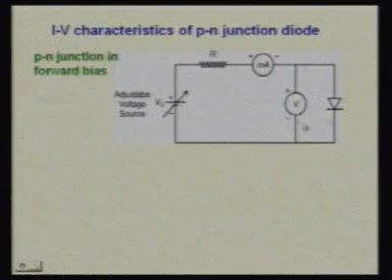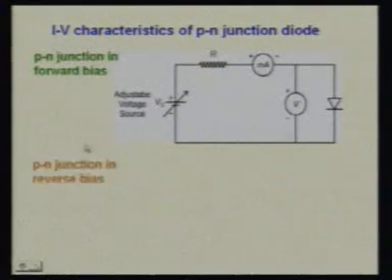Here we see that this is the PN junction, P type and N type, and this is the junction. In forward bias, the positive terminal of the battery is connected to the P terminal of the diode, and the negative terminal of the battery is connected to the N terminal of the diode. This is the voltage which we measure across the diode, and this is the current which we can measure, and it is in the milliampere range when it is in forward bias condition.